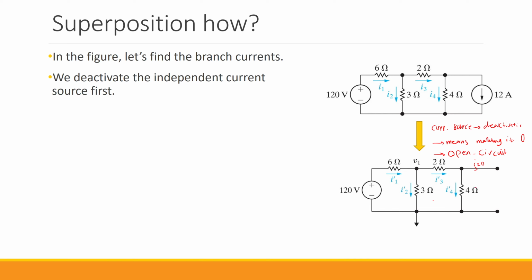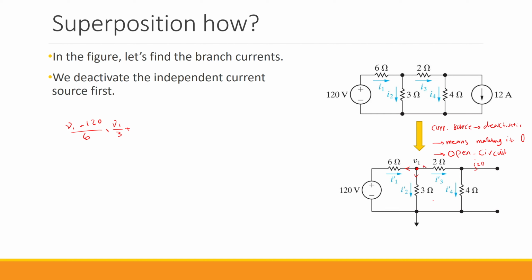So now that we have this, we can use the node voltage method to find the value for the voltage at this node. So I call this V1 and I write down the KCL for this node. So the KCL is going to be V1 minus 120 over 6. So that is the current that goes to this 6 ohm. Then the current that goes through the 3 ohm.